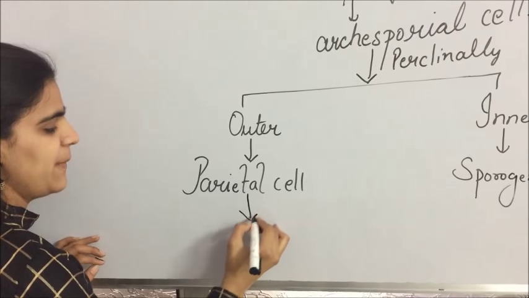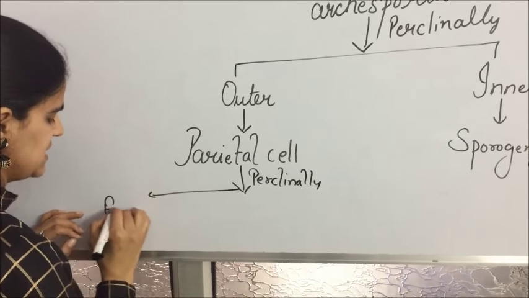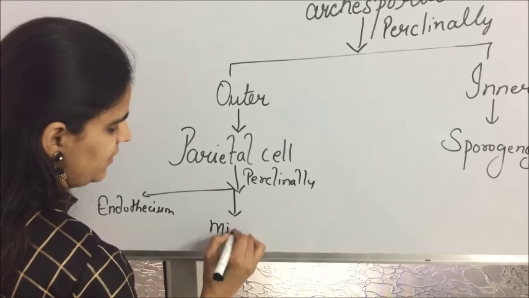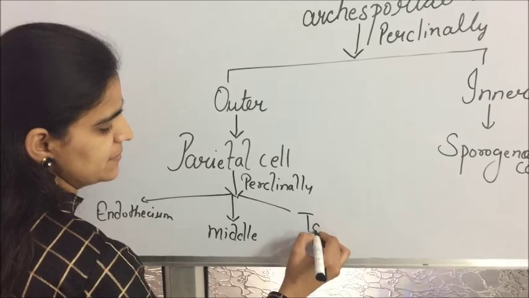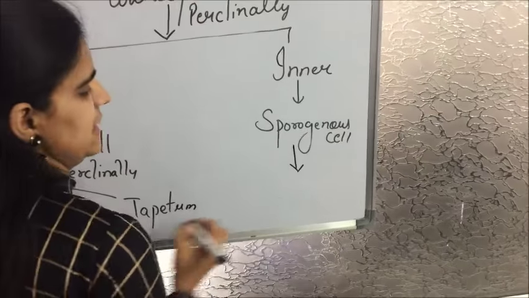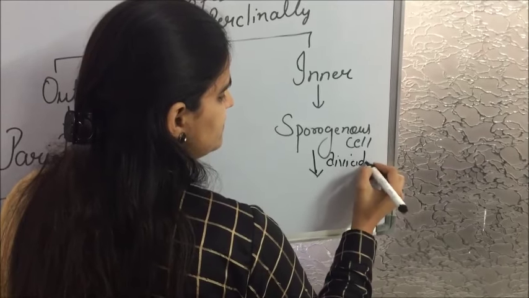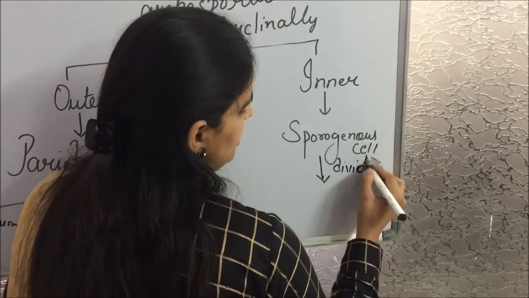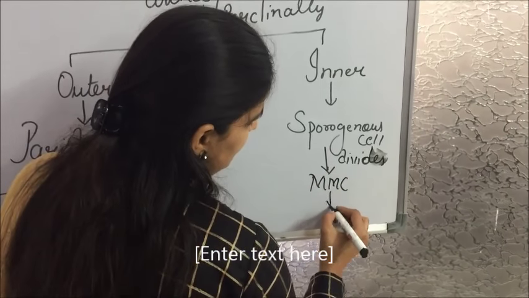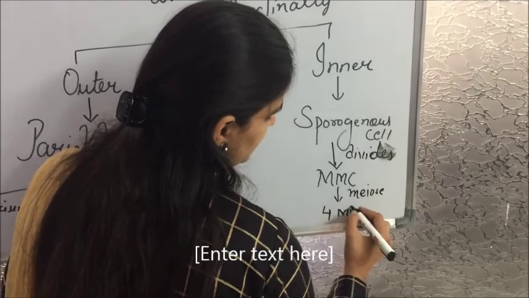The parietal cell further divides periclinally and forms three layers. First one is endothecium, second one is middle layer and the third one is tapetum. These three layers help and provide nutrition to the sporogenous cell. The sporogenous cell divides and forms MMC, that is spore mother cell. And here it divides by meiosis and forms 4 microspores.